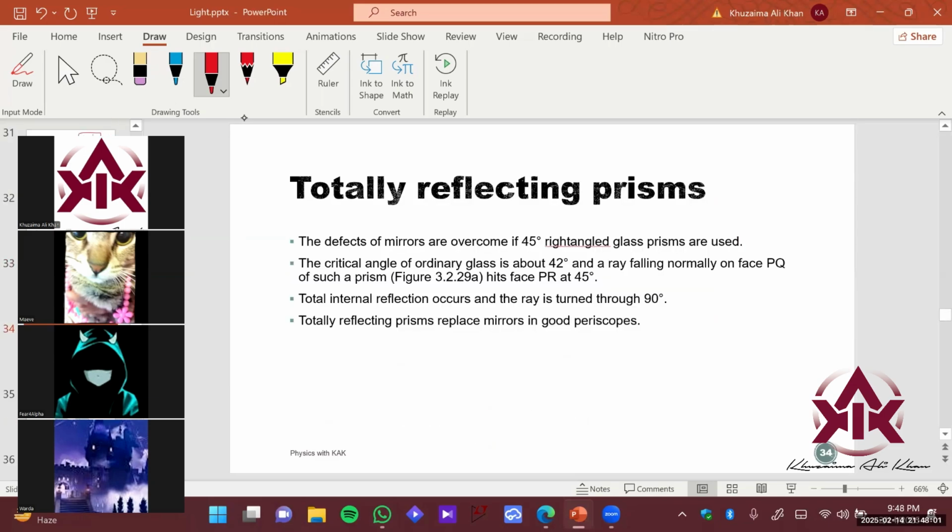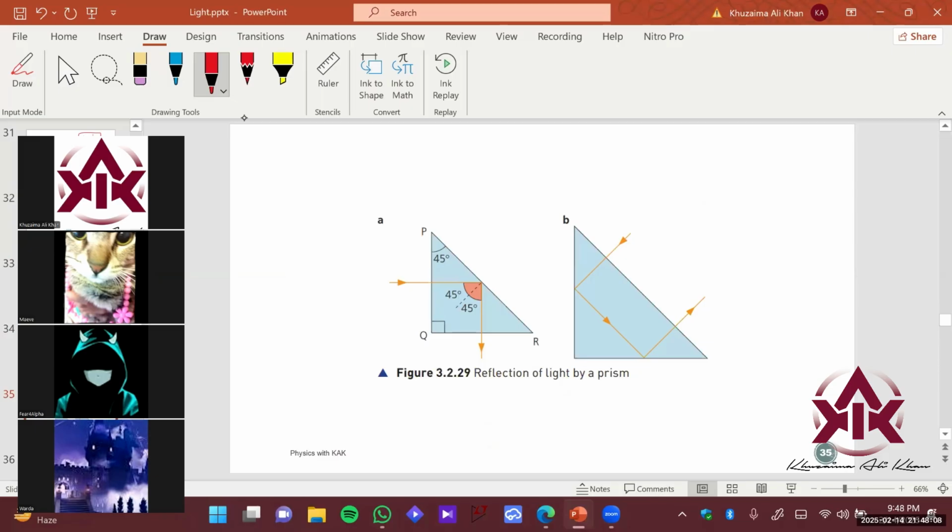Okay, so we have totally reflecting prisms here. If you can see the periscope example, right?